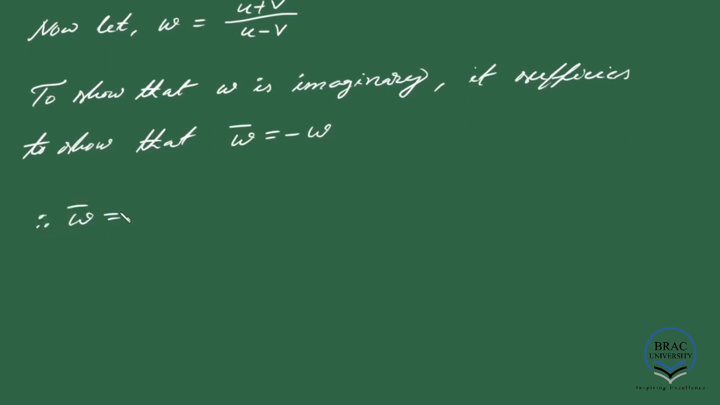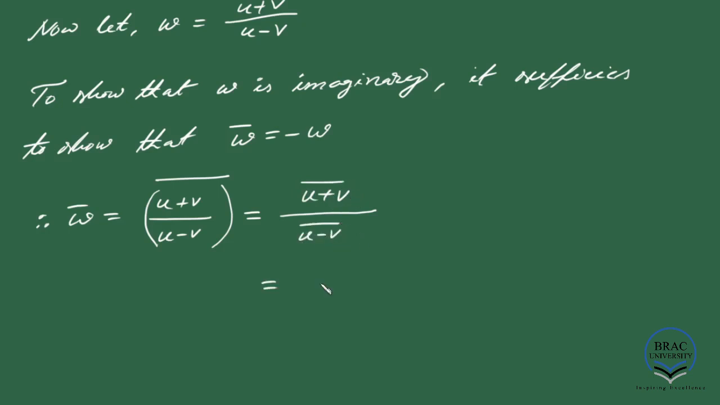So the conjugate of w, this is my w here, right? So the w is u plus v divided by u minus v. I'm going to take the conjugate of this whole quotient. Now, following the properties of complex numbers, I can write this as the conjugate of the numerator and the conjugate of the denominator. Also, we can write this numerator as the conjugate of u plus conjugate of v. Similarly, I can write conjugate of u minus the conjugate of v.